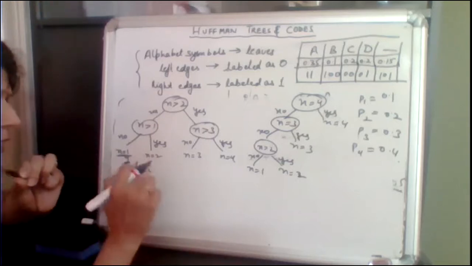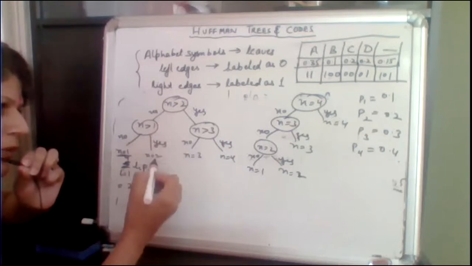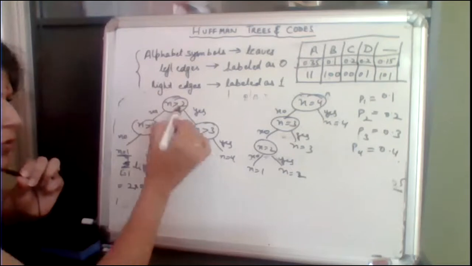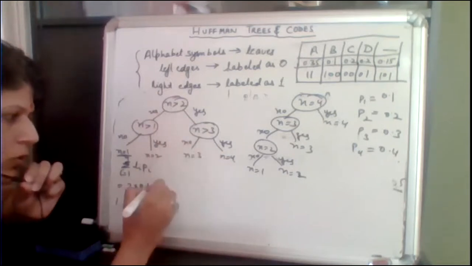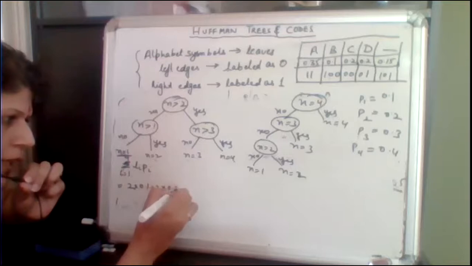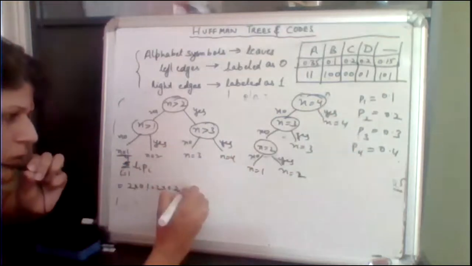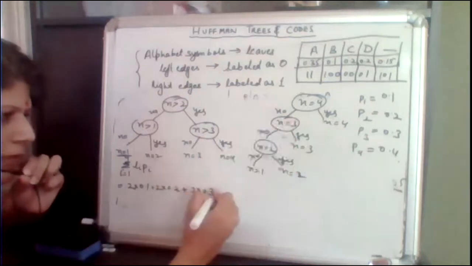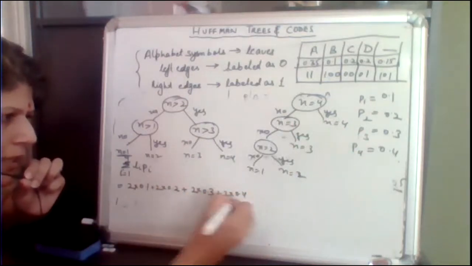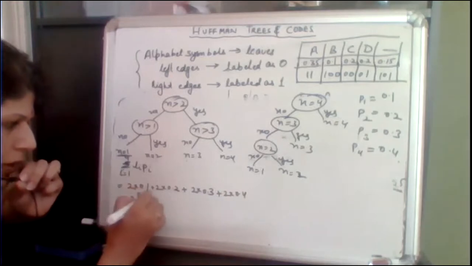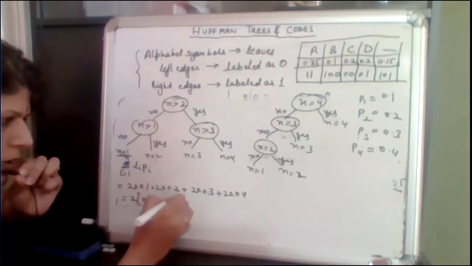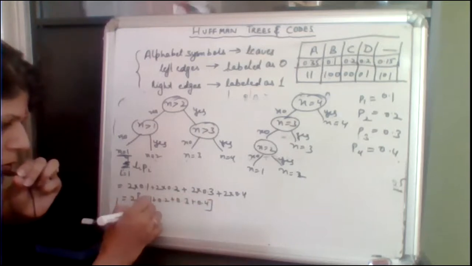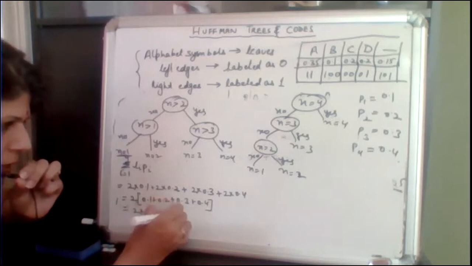And if you see here, the path length to reach the second value is also 2. The path length to reach the third value is also 2. The path length to reach the fourth value is also 2. So 2 into 0.2, the probability of getting the second value, 2 into the probability of getting the third value, plus 2 into the probability of getting the fourth value. So this is equal to 2 into (0.1 plus 0.2 plus 0.3 plus 0.4), which is equal to 2 into 1.0, equal to 2.0.